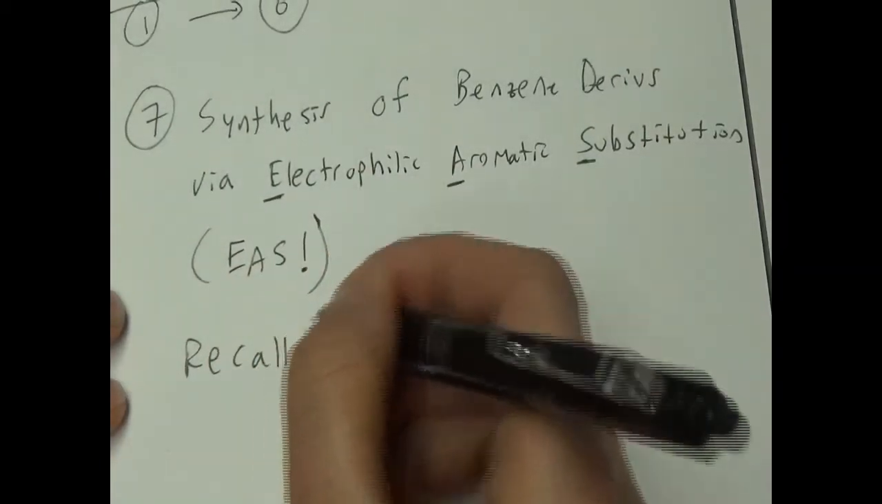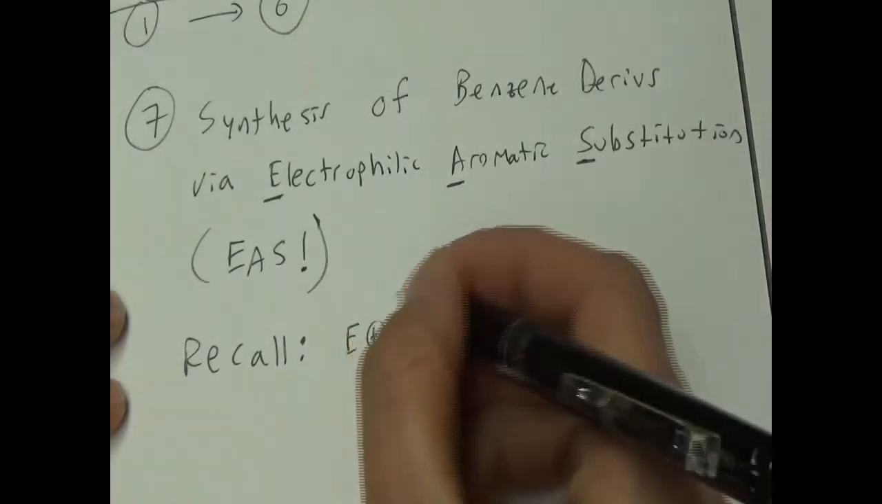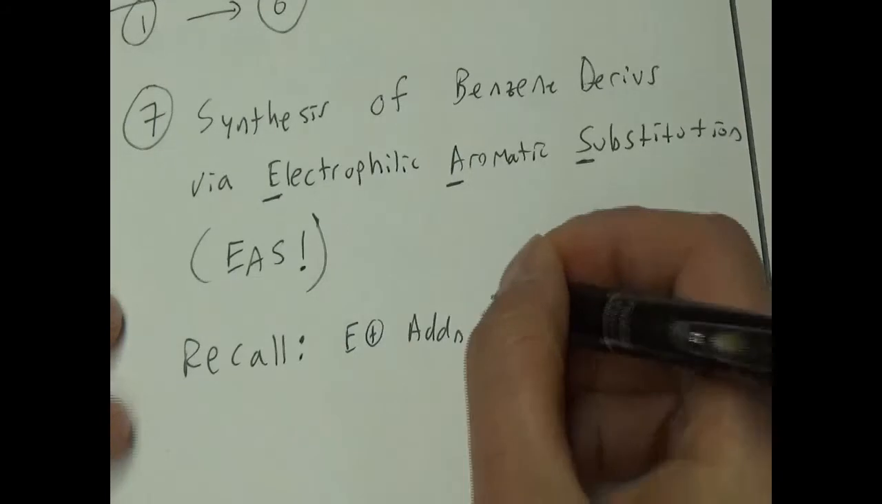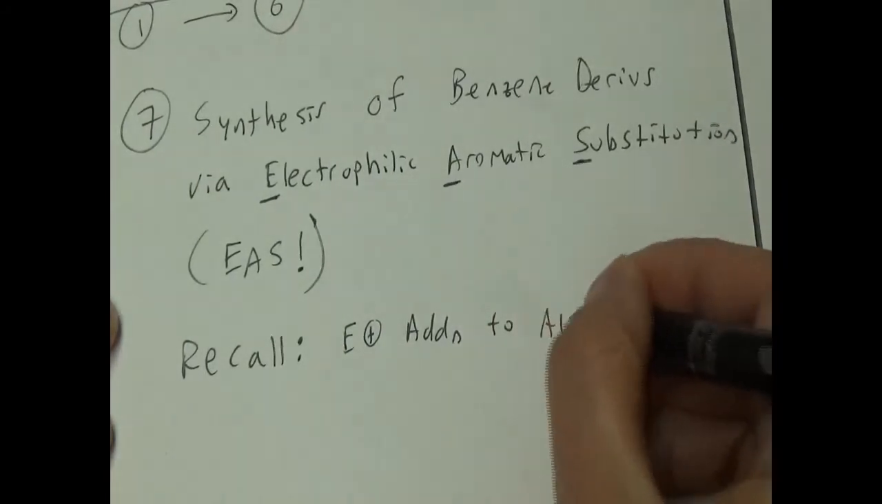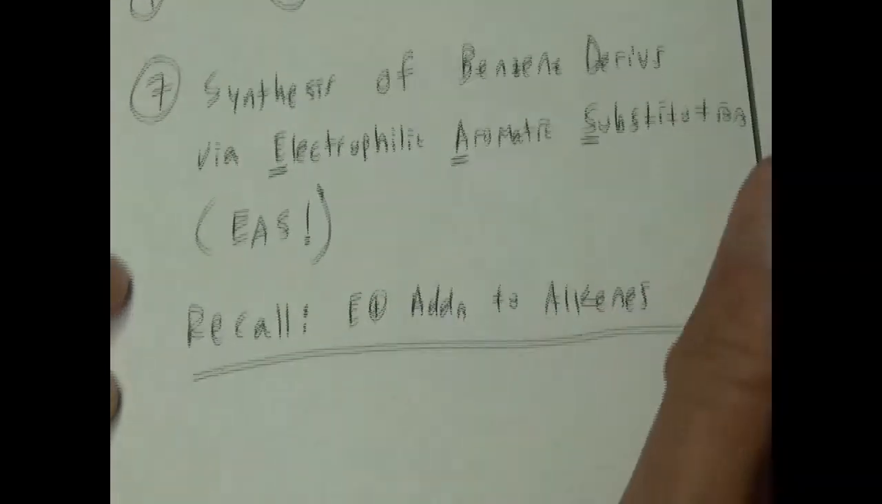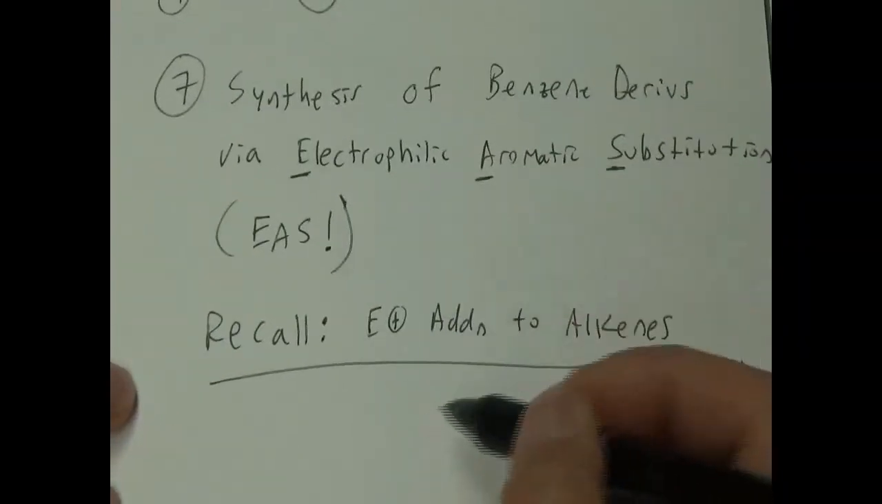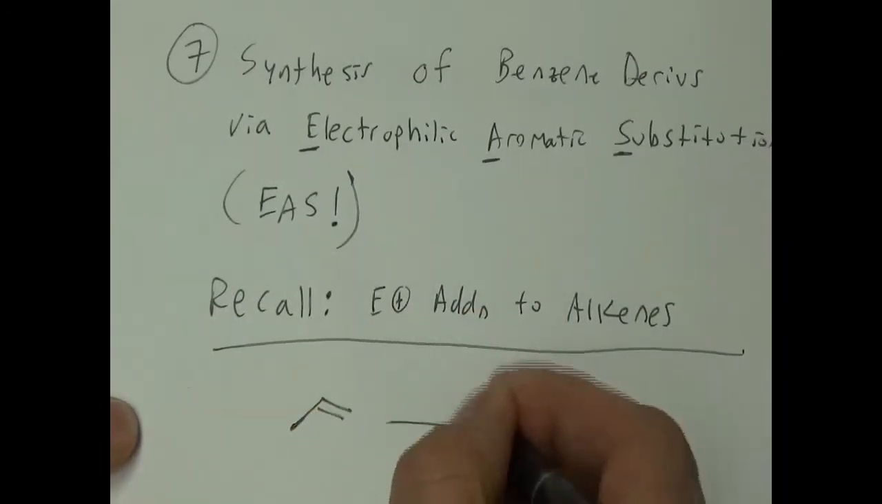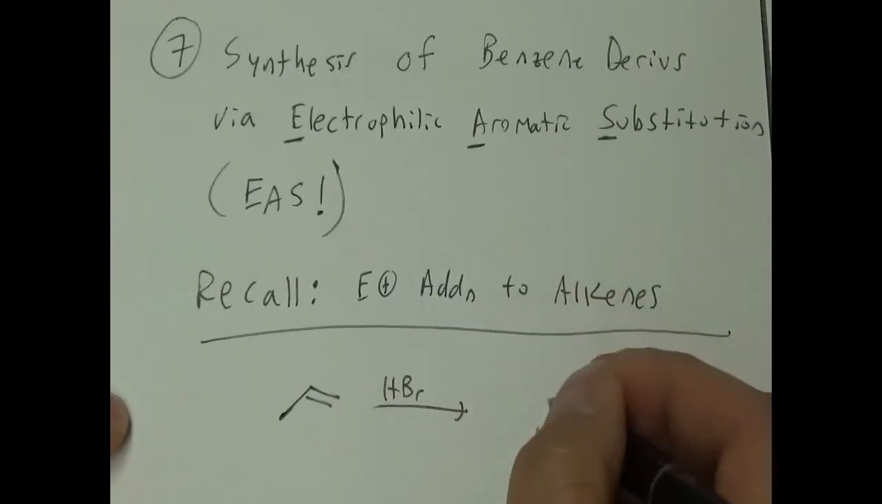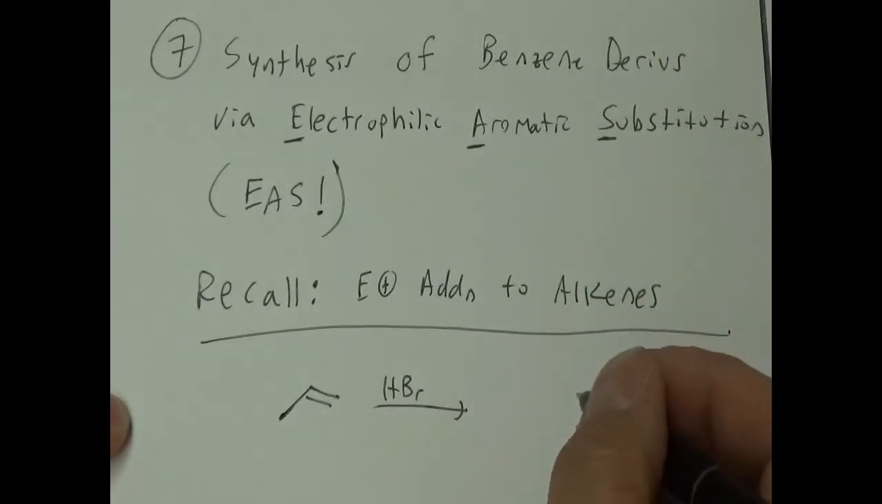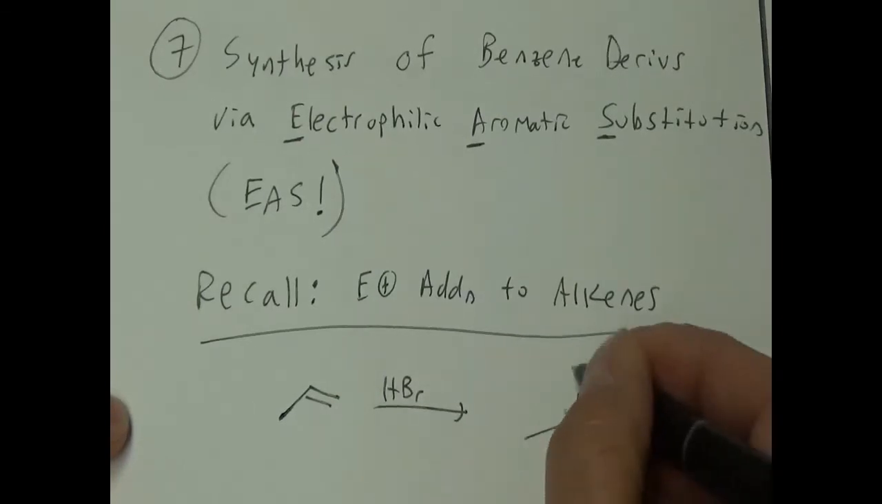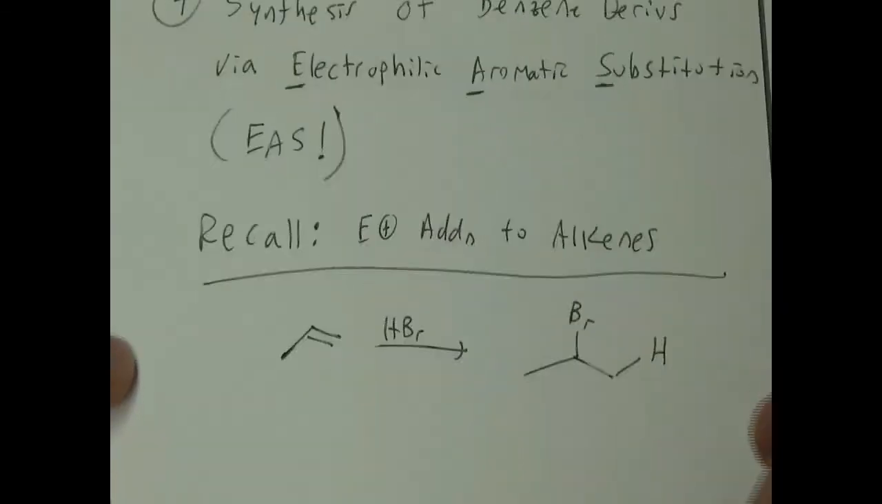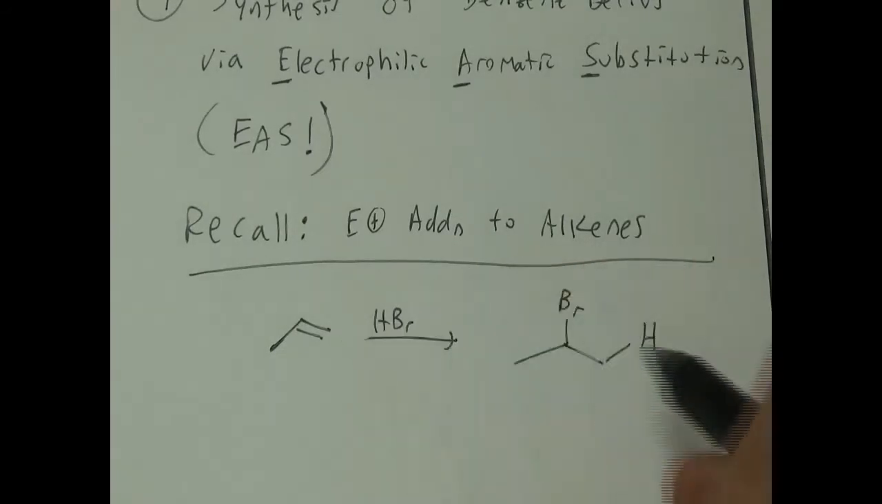Think back a couple chapters of how electrophilic addition to alkenes works, because it'll be kind of similar to aromatic, but a little different, all right? Electrophilic addition to alkenes. Remember, how did that work? Like, if we have an alkene and react with HBr, essentially this, right? That's the product of this reaction with HBr. What's the mechanism of this? Think back, chapter 12, it's not that hard.